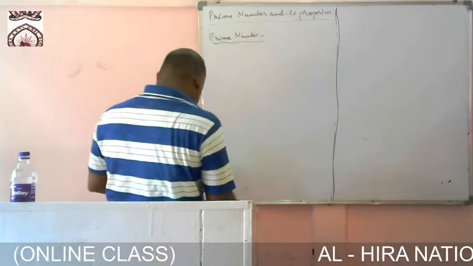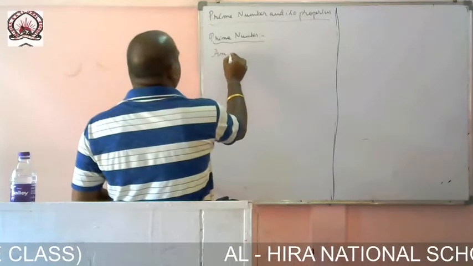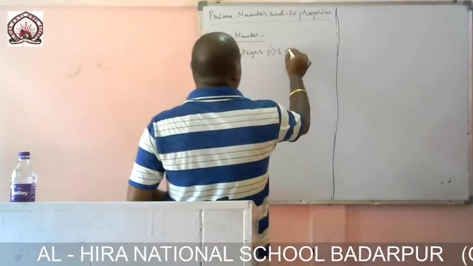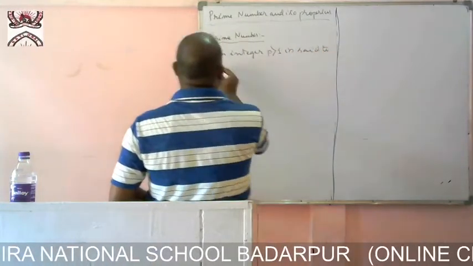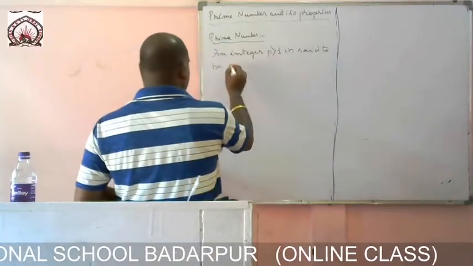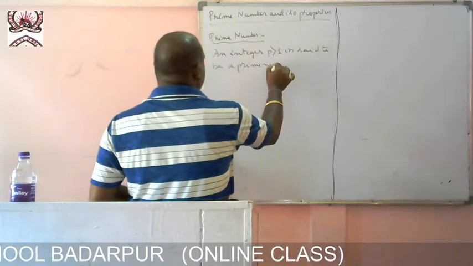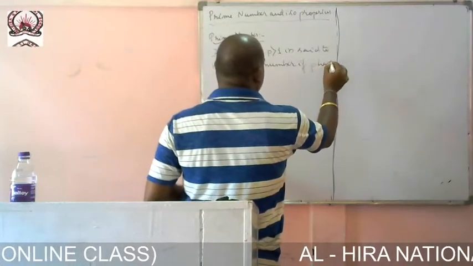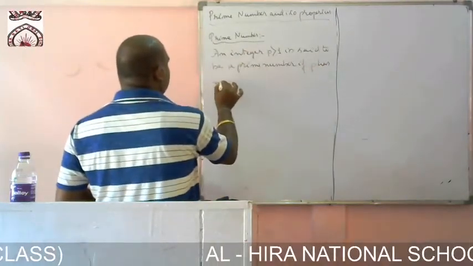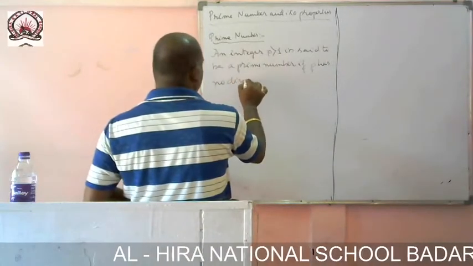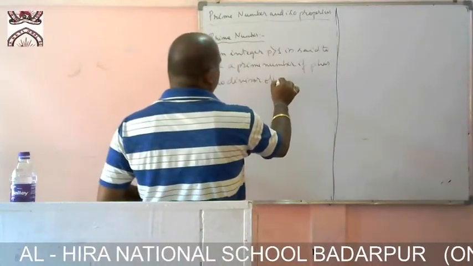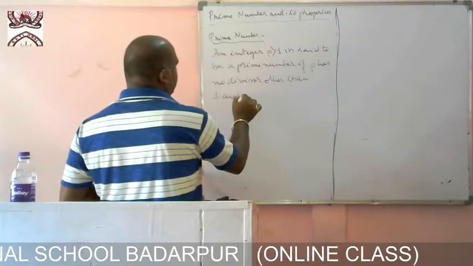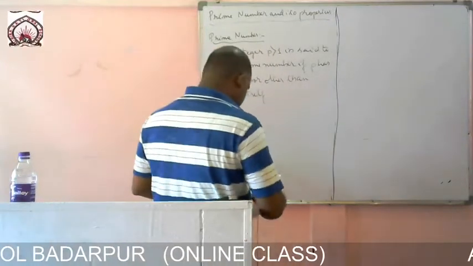Now what is a prime number? An integer p greater than 1 is said to be a prime number if p has no divisor other than 1 and itself. Okay.